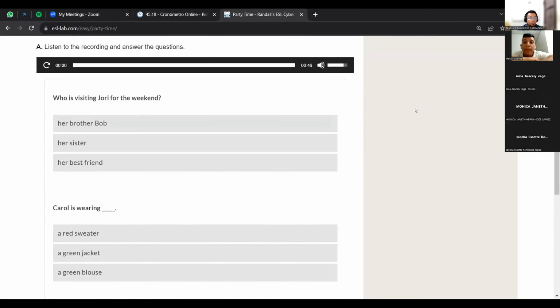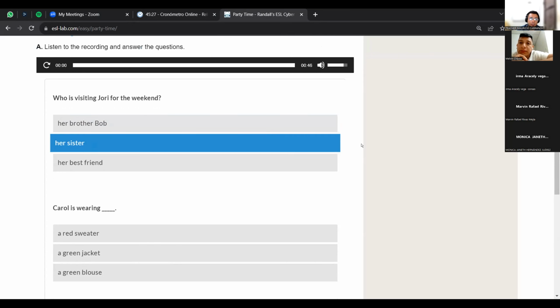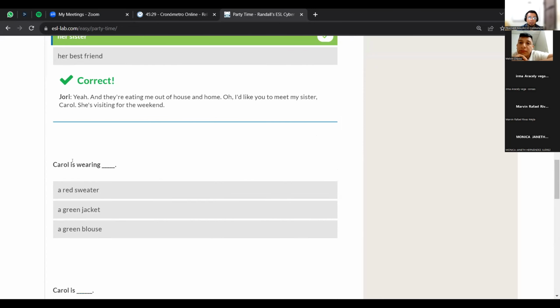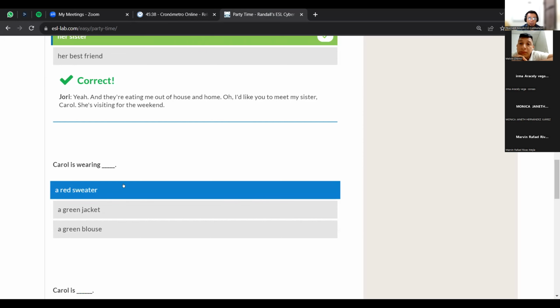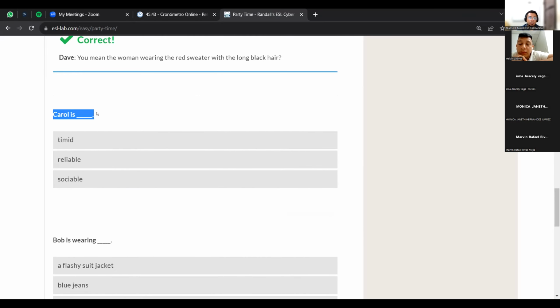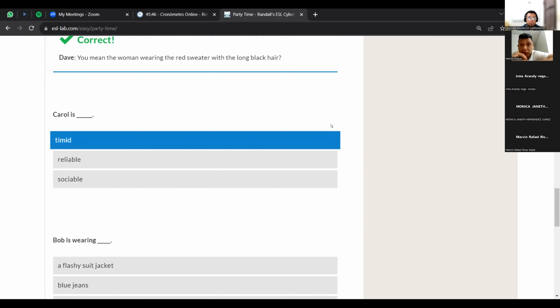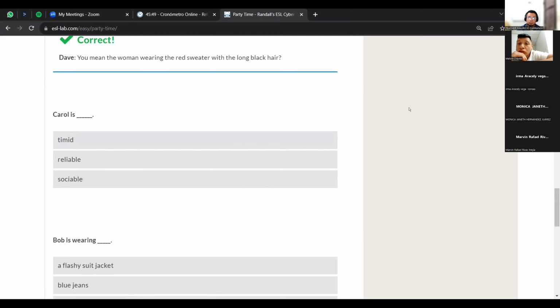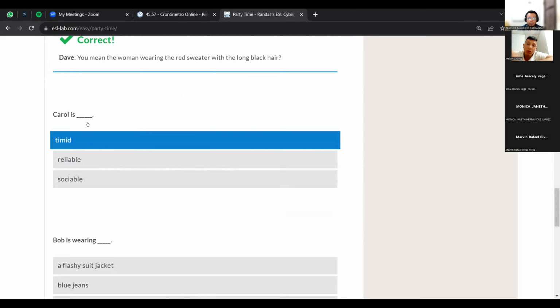Okay, so who is visiting Jody for the weekend? Her sister. Great, yeah, it's her sister. And Carol is her sister. What is she wearing? Red sweater. A red sweater. Excellent, you got it. So what is the characteristic of Carol? Timid, reliable, or sociable? I think this one was the most difficult. They don't mention any of the adjectives.